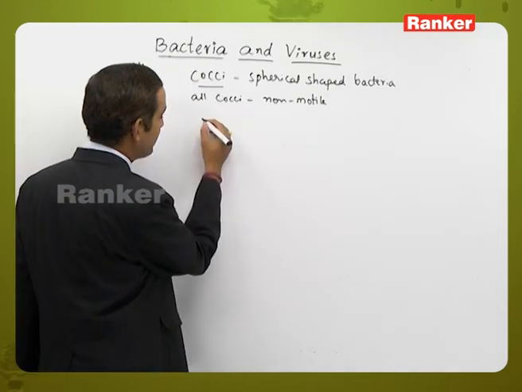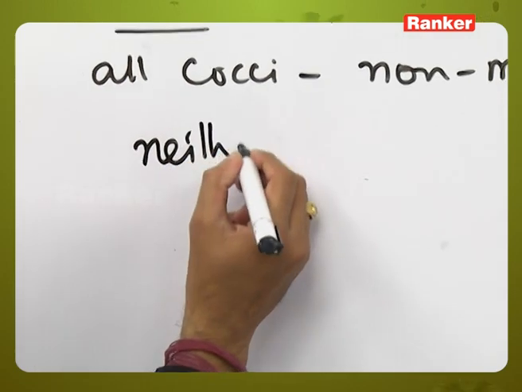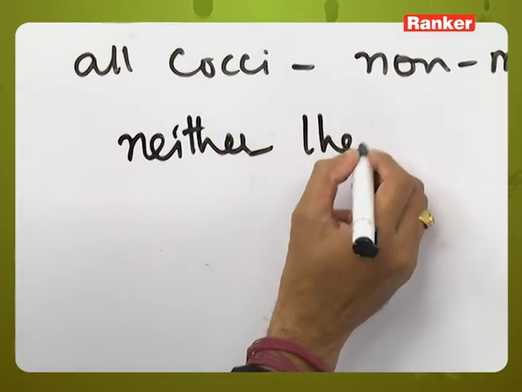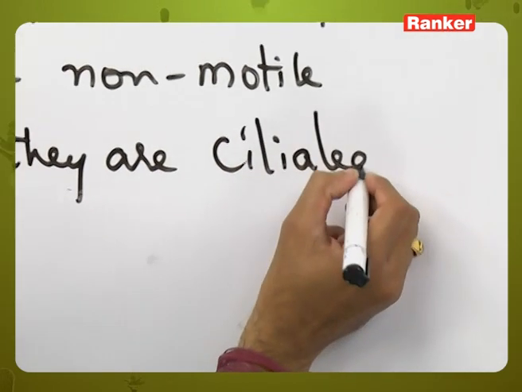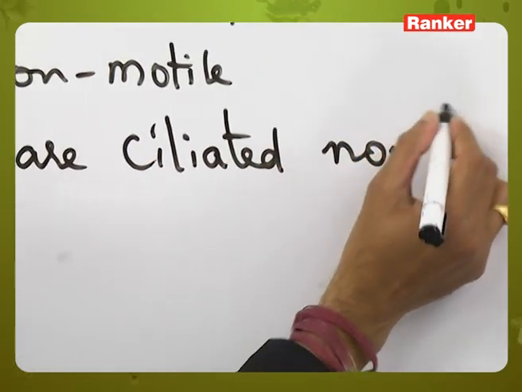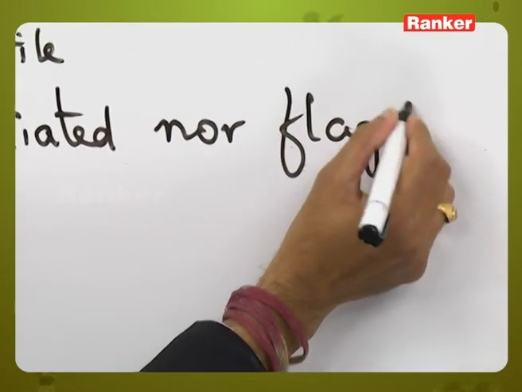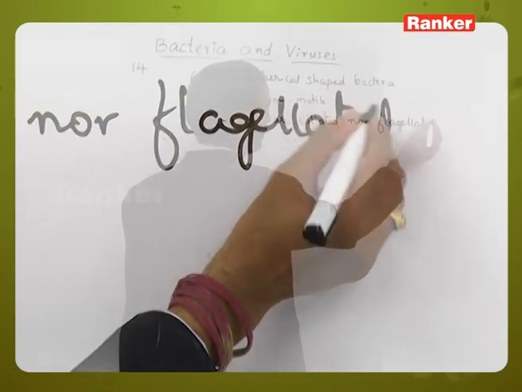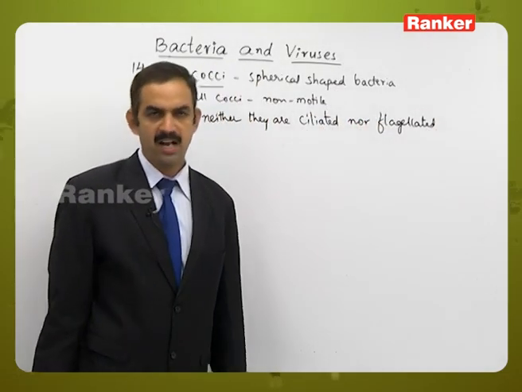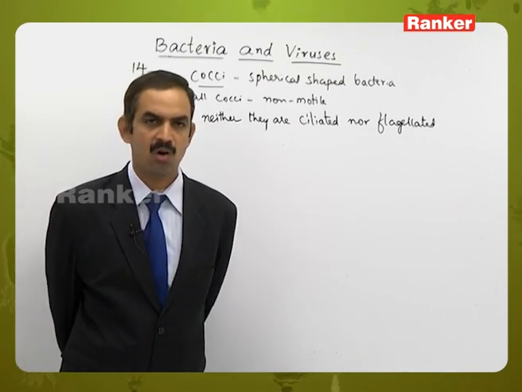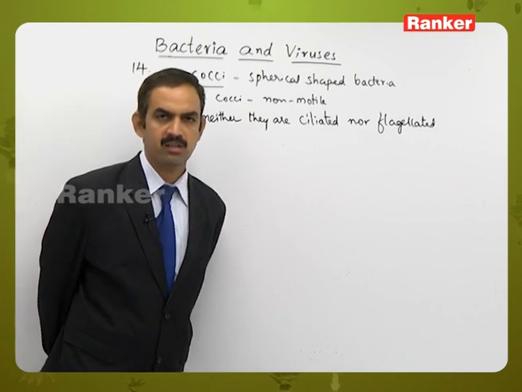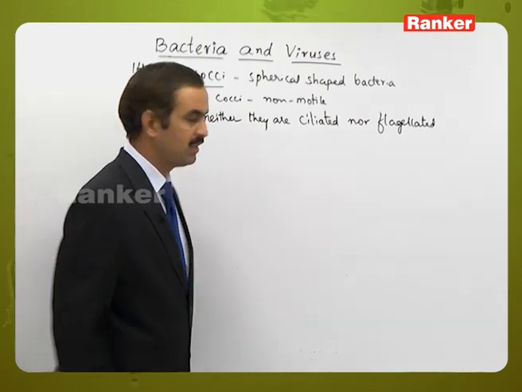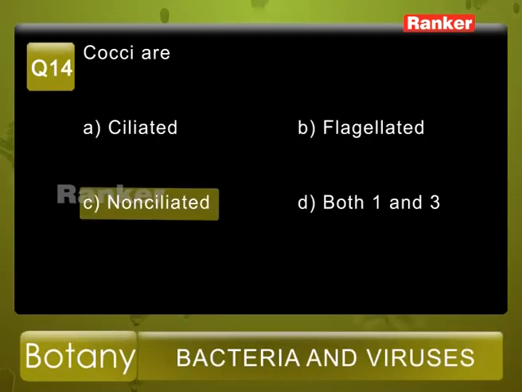That means neither they are ciliated nor flagellated. That means they do not have cilia, and at the same time they do not have flagella also. So, here from the given options we can say that cocci are non-ciliated. So, from the given options, option C is the correct answer.